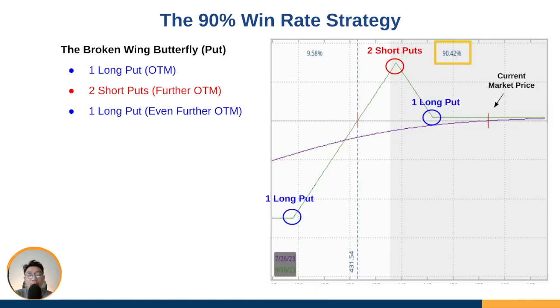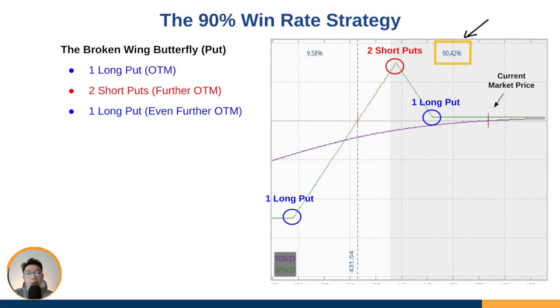So how does it look on the P&L graph, right? So this is the P&L graph. The first thing you will notice is that it has a very high win rate, right? Again, it depends on how you construct it, and I'm going to show you later on exactly how to construct this so you can achieve a 90% odd kind of win rate. So the first thing is that it has a pretty high win rate.